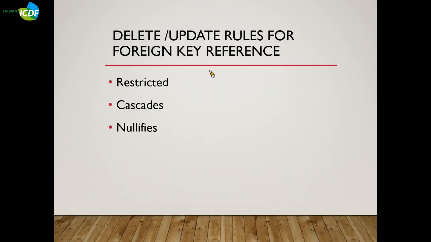And now let's explore the last part of this chapter. It's delete and update rules for foreign key references. In order to maintain foreign keys and their referential consistency, three delete and update rules are provided here. These three policies include restricted, cascaded, and nullified.